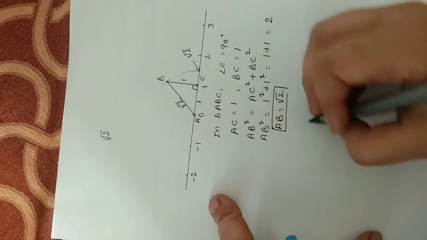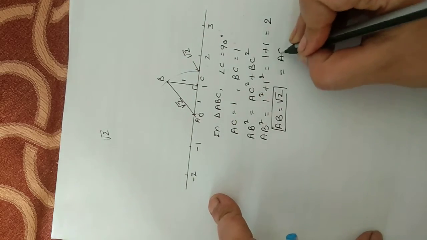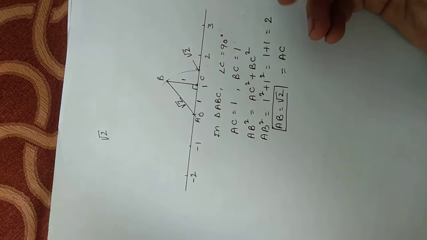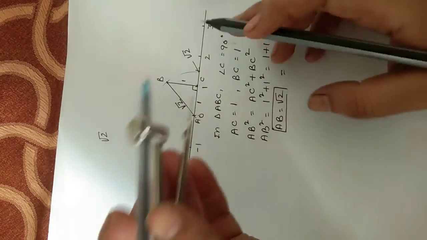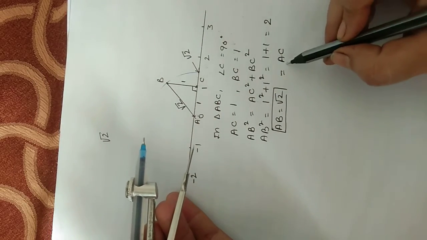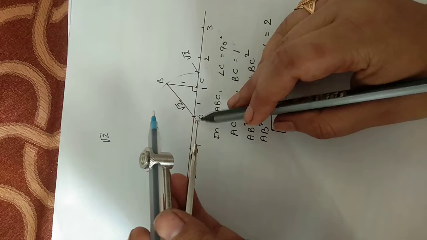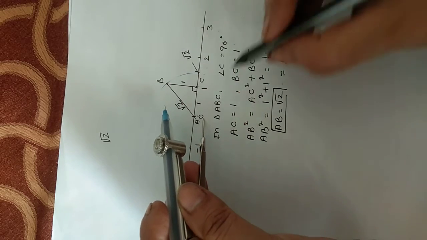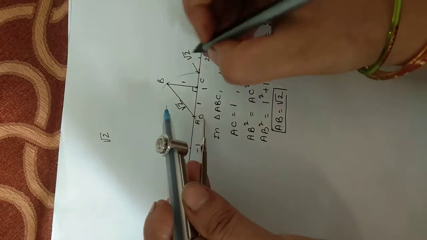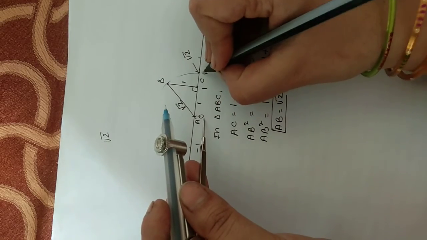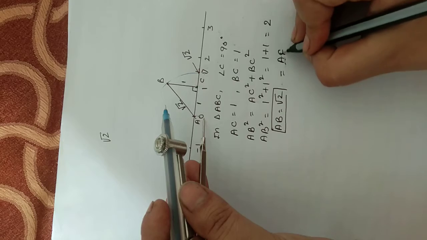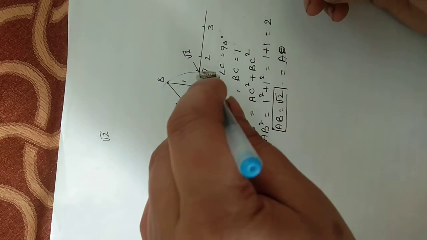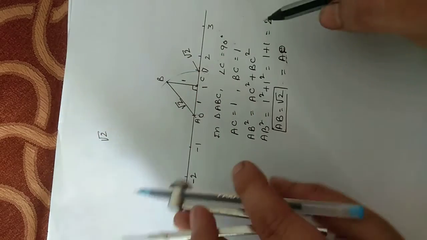Okay. Means this AC is also root 2, because AB and AC are both radii of the same circle. Both distances are the same. So AC is also root 2. So AC, from 0 to this point C. Assume it is D. So this AD, from 0 to this new point D, is root 2 on number line.